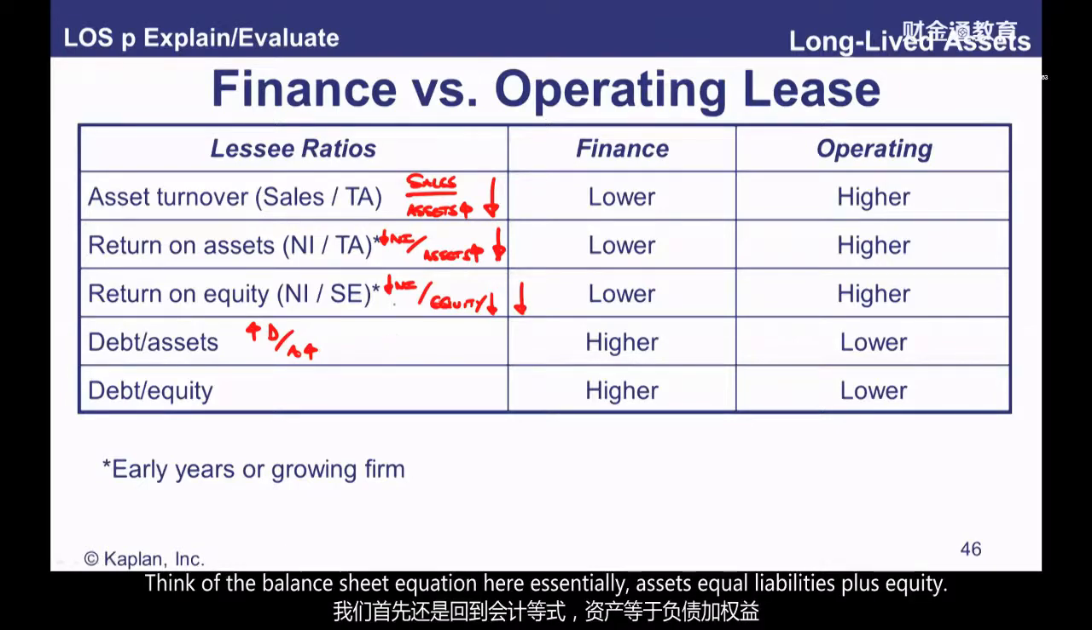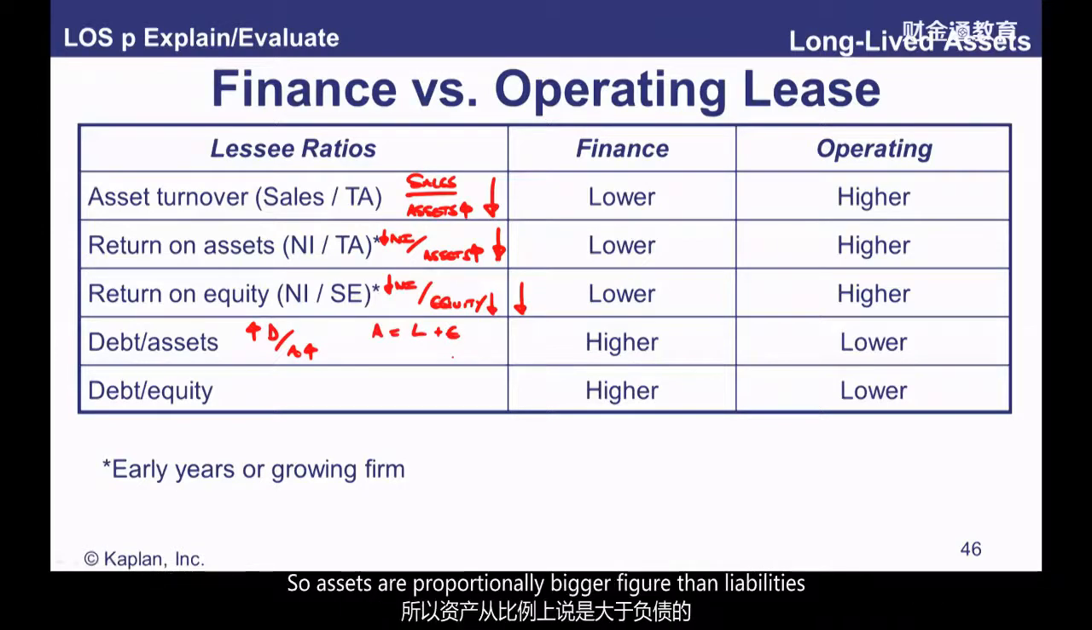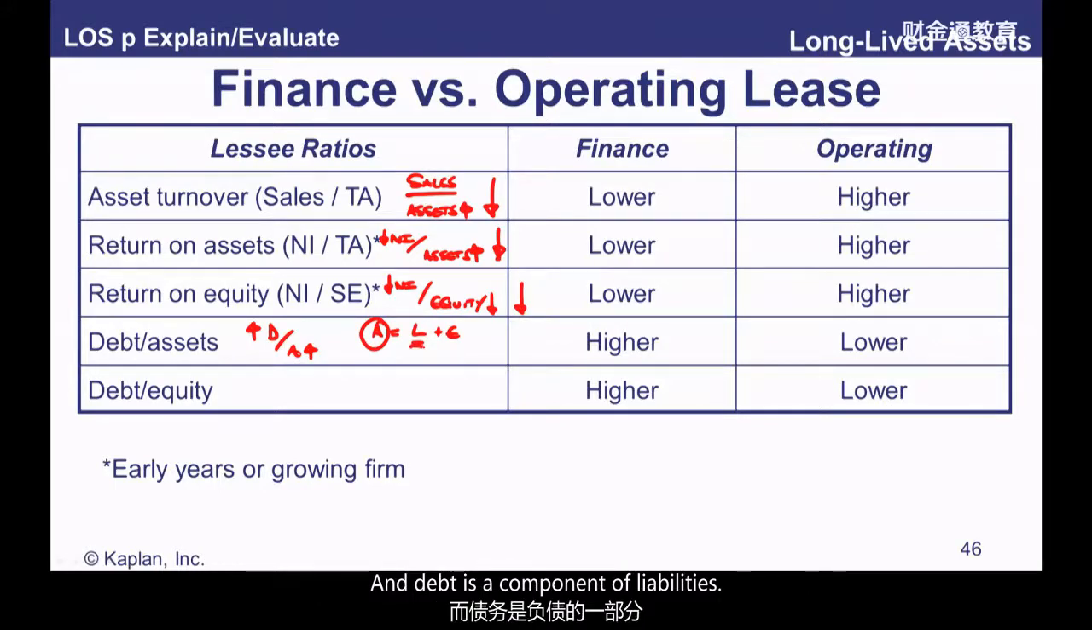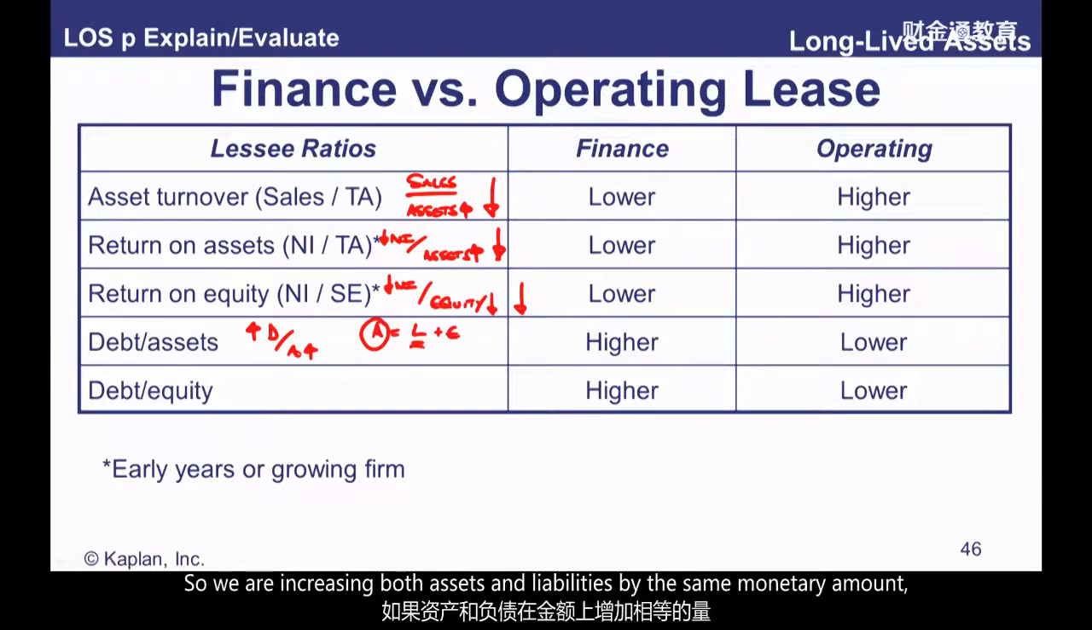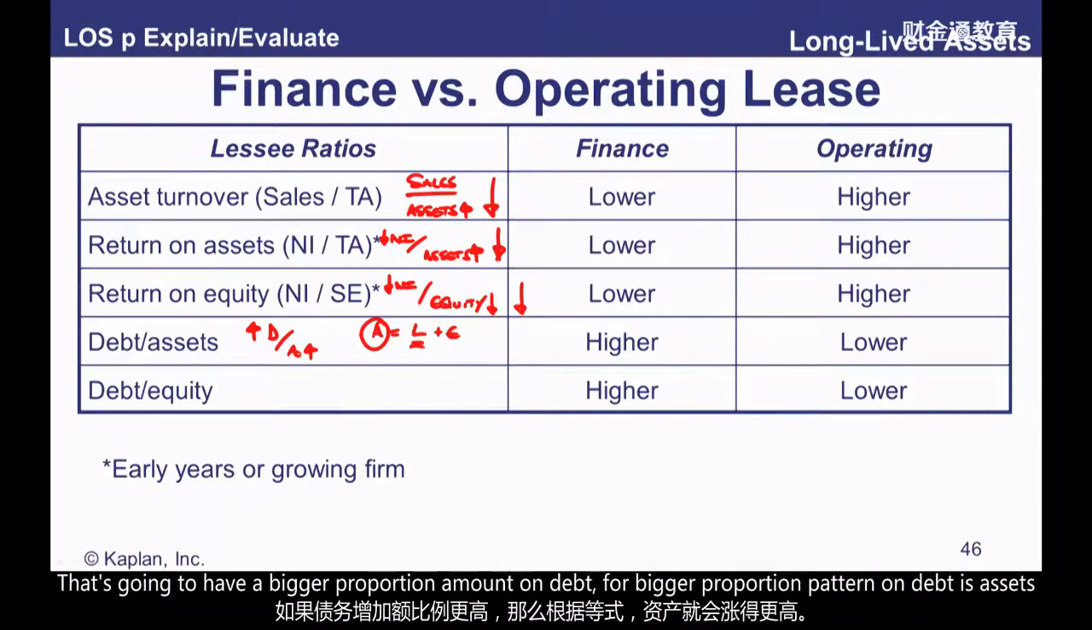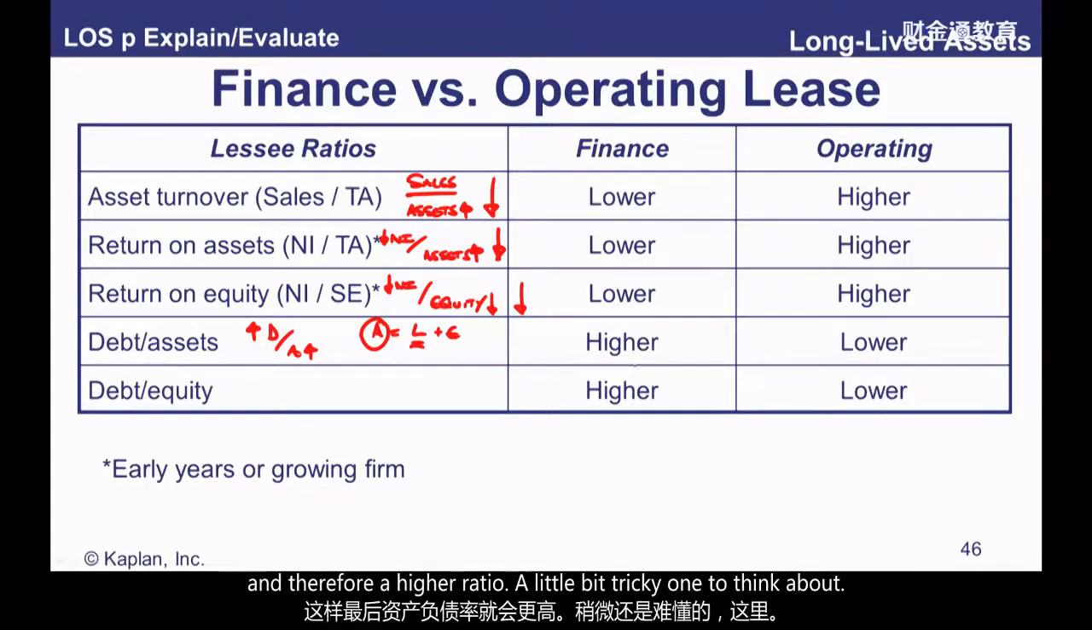Why? Think of the balance sheet equation, essentially. Assets equal liabilities plus equity. So assets are a proportionally bigger figure than liabilities, and debt is a component of liabilities. So we're increasing both assets and liabilities by the same monetary amount. That's going to have a bigger proportional impact on debt than on assets, and therefore a higher ratio. A little bit trickier, that one, to think about.